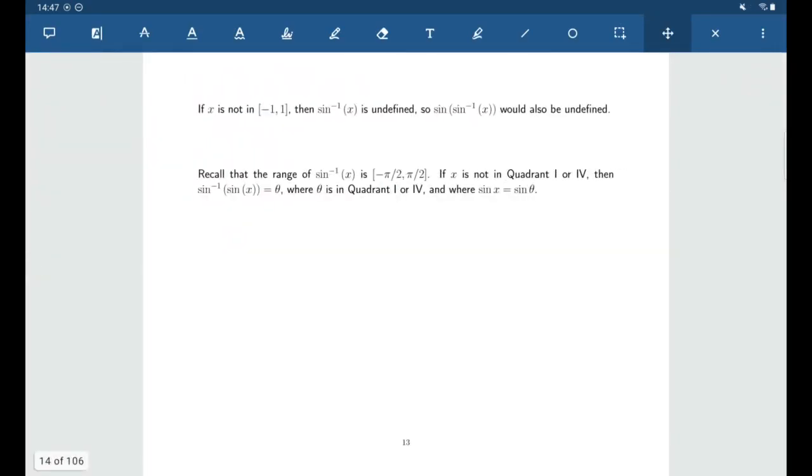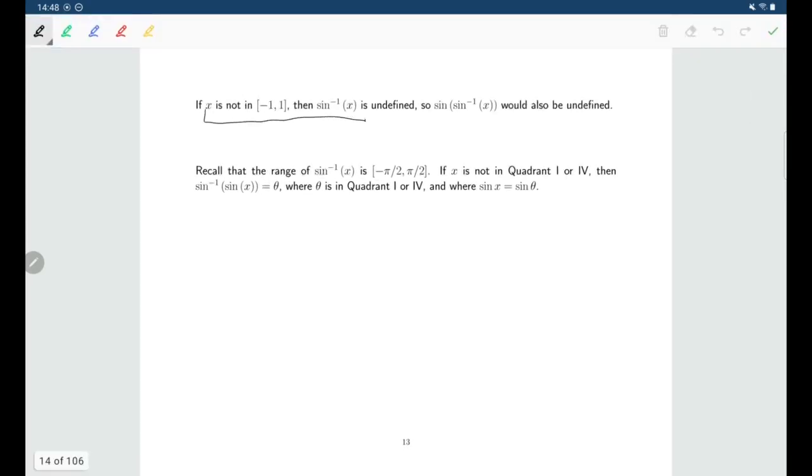Now, of course, there are going to be some complications. One is an easy complication to deal with, and that's if you had a value of x that was not in the domain of sine inverse. So if you had an x that was larger than 1 or less than negative 1, then automatically you know that sine inverse would be undefined.